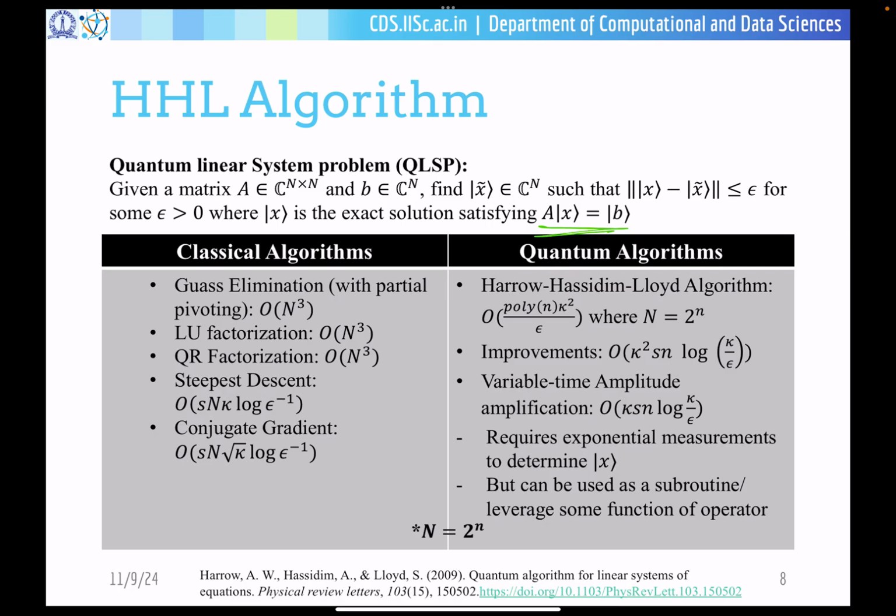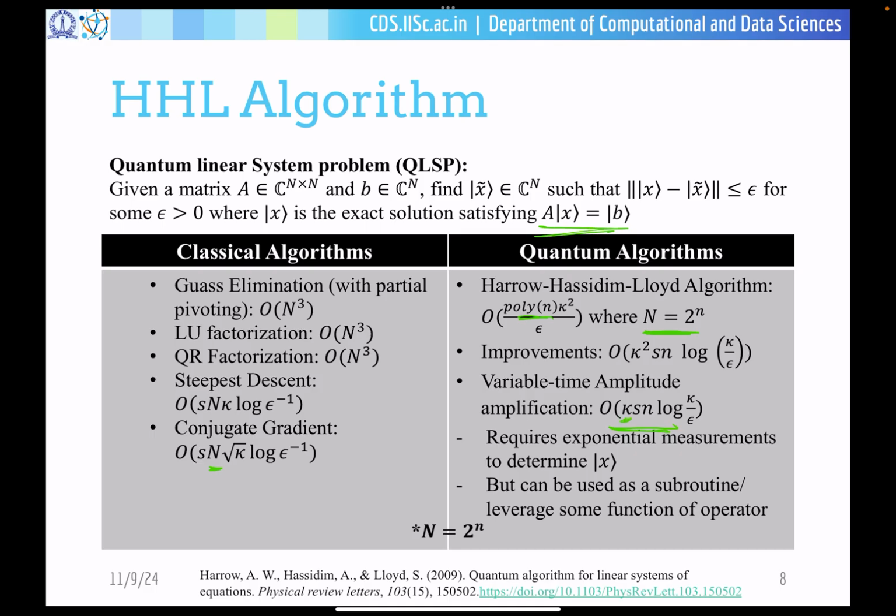In the case of the quantum algorithm, the speedup is exponential. You see, the classical one depends on n, and over here it depends on poly of log n, where N is equal to 2 power n. So it's logarithmic, log of n, right? So it's an exponential speedup in the case of quantum algorithms. Although it depends on kappa squared, there are certain improvements using variable time amplitude amplification. We can reduce the complexity from poly of kappa squared to kappa, and so on and so forth.